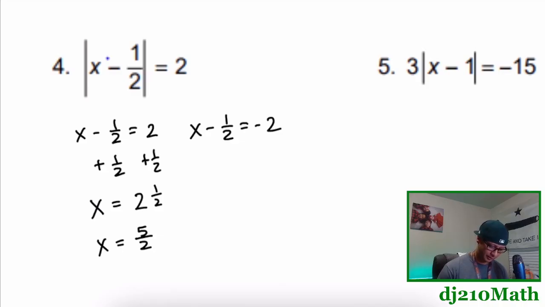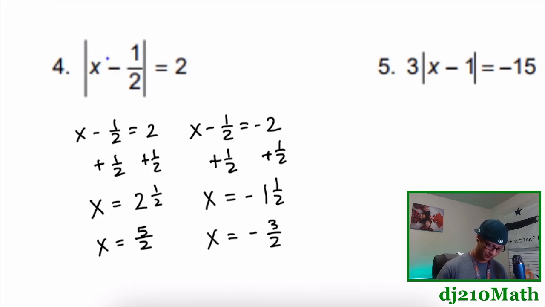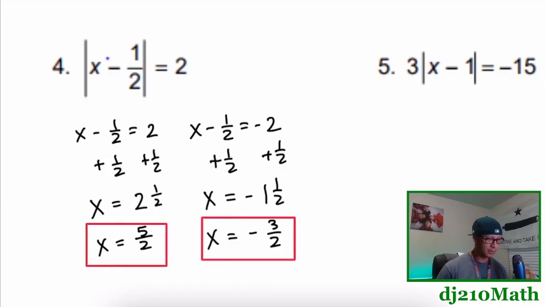On the right, plus 1/2, plus 1/2. So x is equal to negative 1 and 1/2, or 1.5, or x is equal to negative 3 over 2. All right, those are the solutions there.